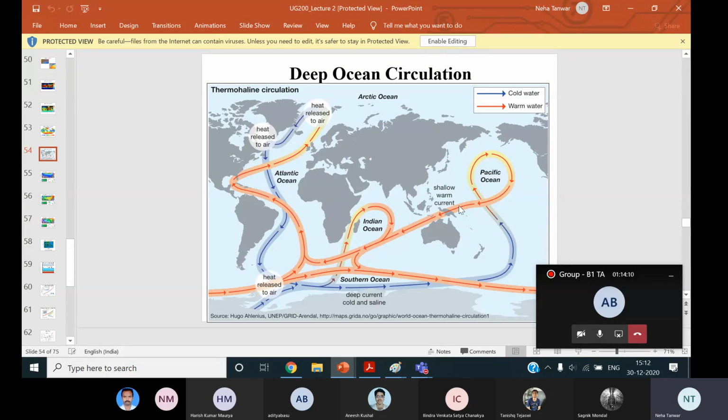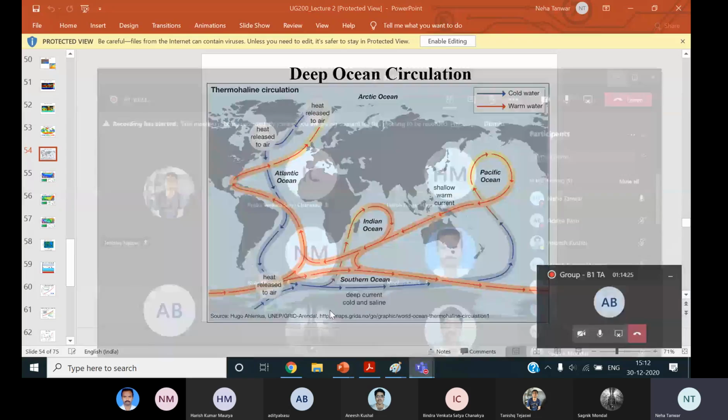there's no way it can exchange oxygen with the atmosphere, because the deep water, once it has sunk, will upwell only at North Pacific and Indian Ocean. Have I confused you guys, or are we clear on that?